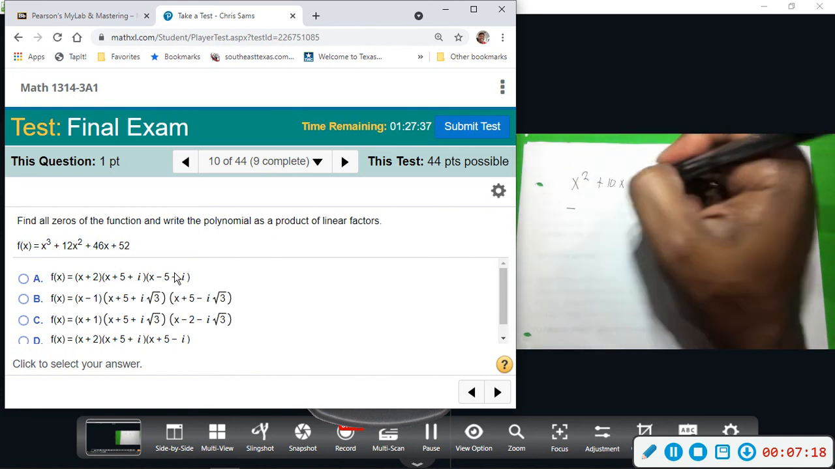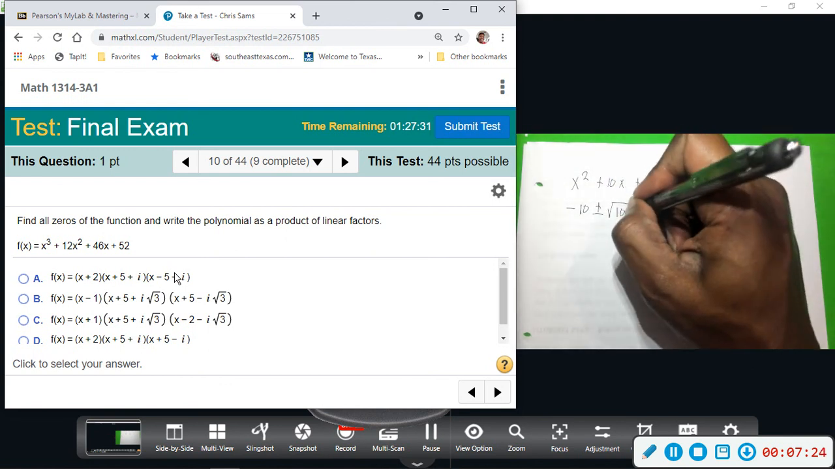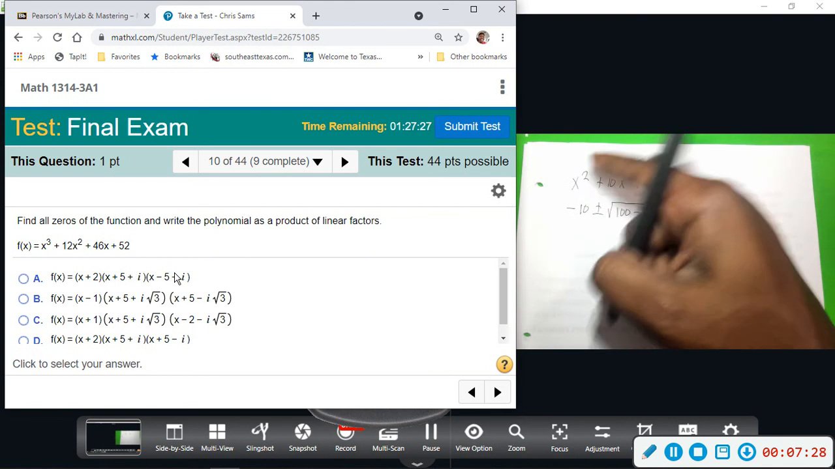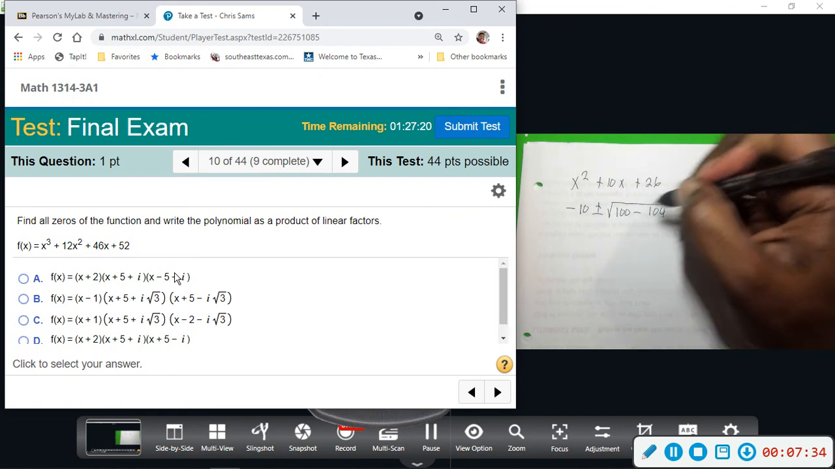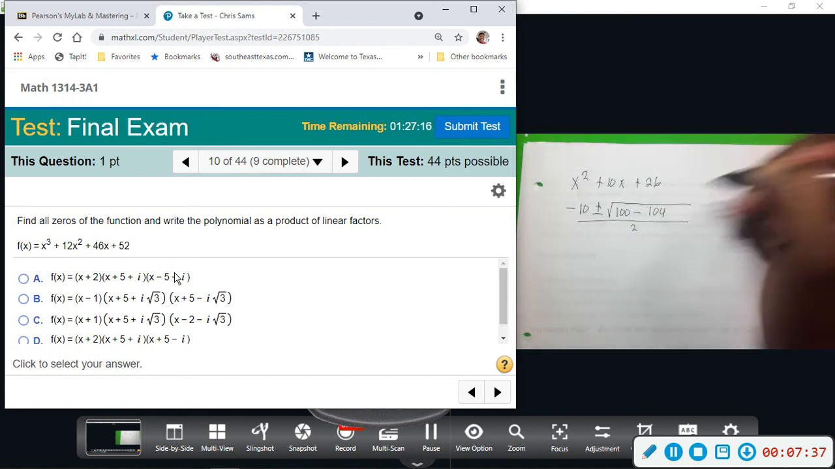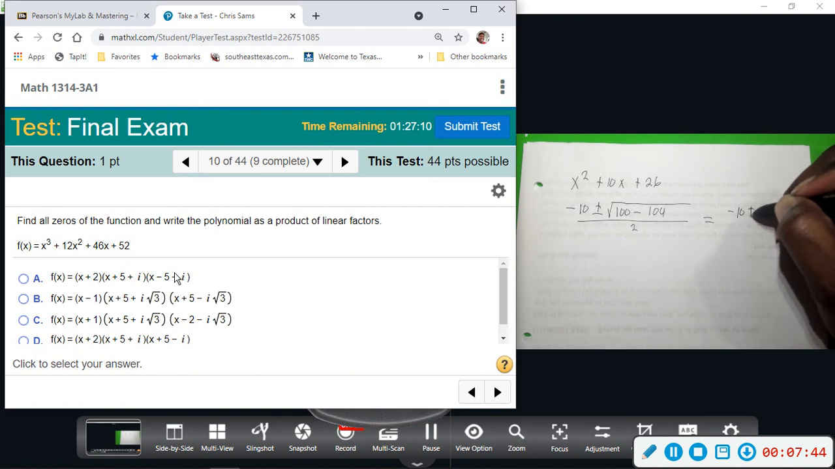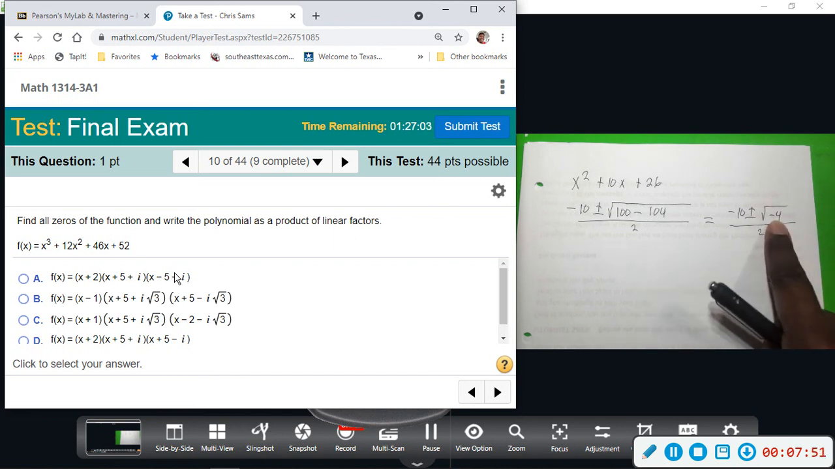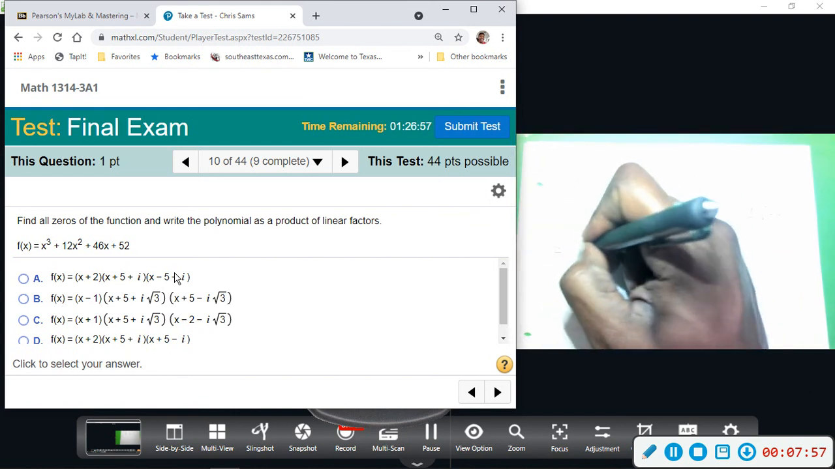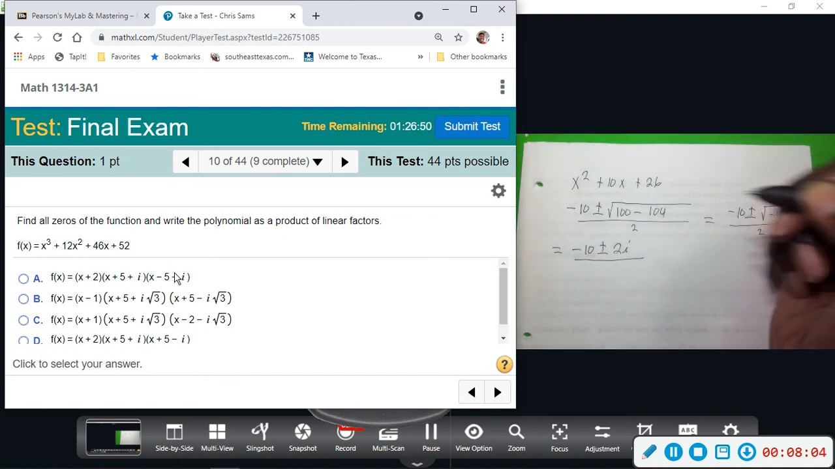Alright, so we're going to do negative b, which is negative 10, plus or minus the square root of 10 squared, which is 100, minus 4 times a, which is 1, times c. So that would give us 104, minus 104, all over 2a. So 2 times 1, which would just be 2. Alright, simplifying, that will give us negative 10 plus or minus the square root of negative 4, all divided by 2. And then we can do the square root of negative 4. The square root of 4 is 2, but it's negative, it would be 2i. So we get negative 10 plus or minus 2i divided by 2.